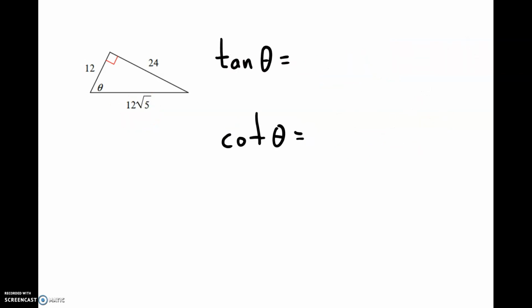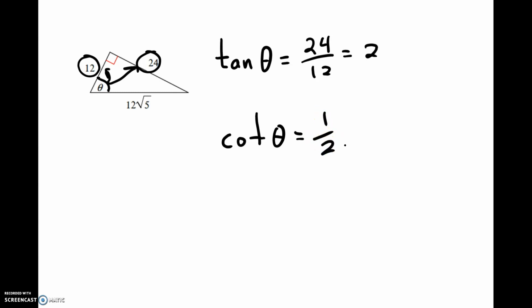Now let's find the tangent and the cotangent. Here's the angle we're looking at, theta. Remember the tangent is opposite leg over adjacent leg. The leg opposite the angle over the leg right next to the angle. You got to be a little careful with that because the hypotenuse is actually adjacent to theta as well. So when we say adjacent, we're talking about the adjacent leg. So it's the opposite leg, 24 over the adjacent leg, 12. 24 divided by 12 is 2. Well, if the tangent is 2, then the cotangent is the reciprocal of 2, 1/2.